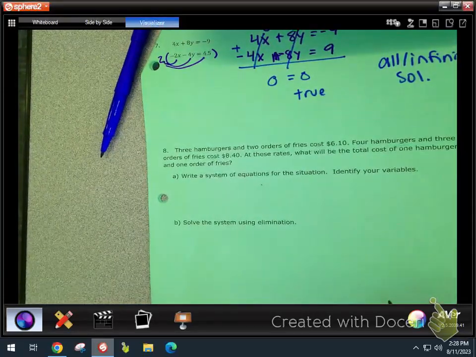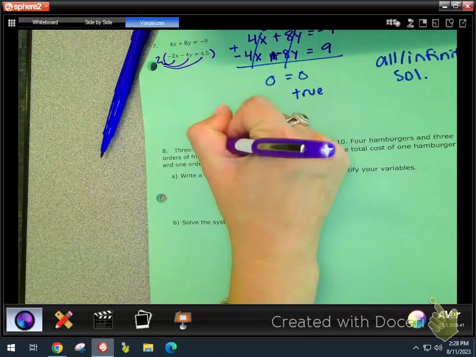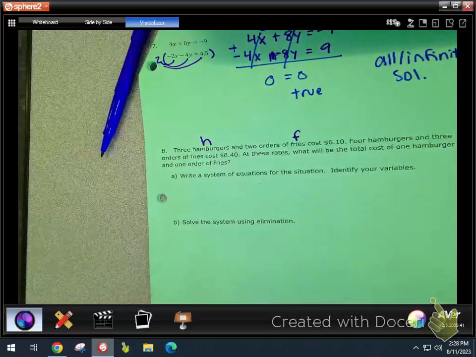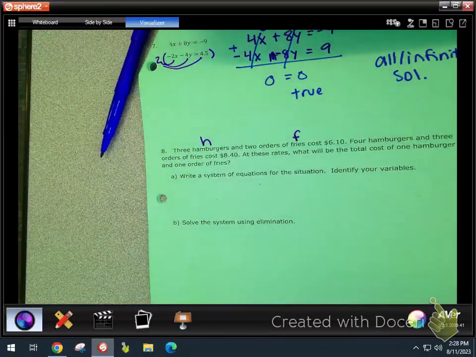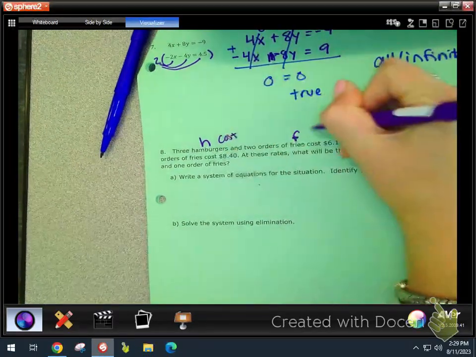Variables, letters. What are our letters? Hamburgers, so y'all want to use H? Okay, and fries. Okay, now, this one's a little bit different, though, because you're not looking for the number of hamburgers, because you're already given those. You're looking for the cost of them, okay? So kind of think about that. This is the hamburger cost, and this is the French fry cost.